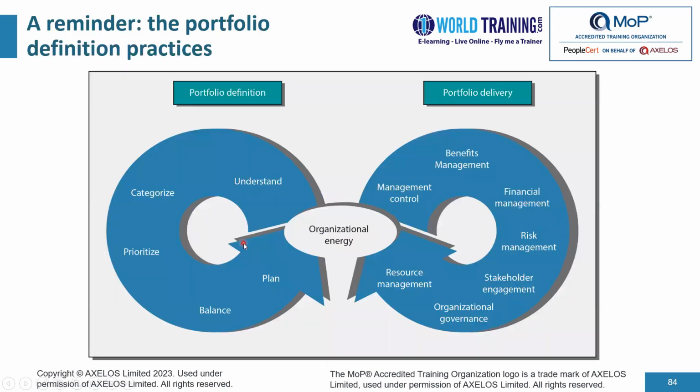Reminder of the definition cycle. So on the left, you have the cycle with the 5 practices over here: understand, categorize, prioritize, balance, and plan. And we're going to study these practices in slightly more detail.